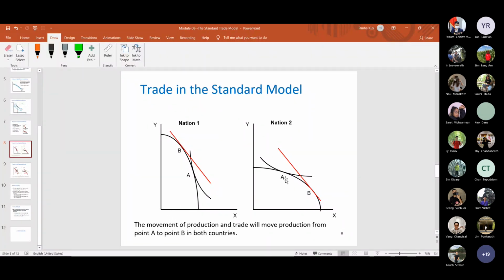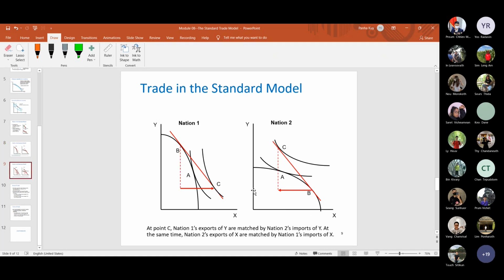In contrast, for nation two, at the beginning, you produce very little of good Y and a lot of good X, and that is the same for this one. You produce a lot of good X and very little of good Y, and then you realize the consumption gain. So ideally, it's a good idea to do so.